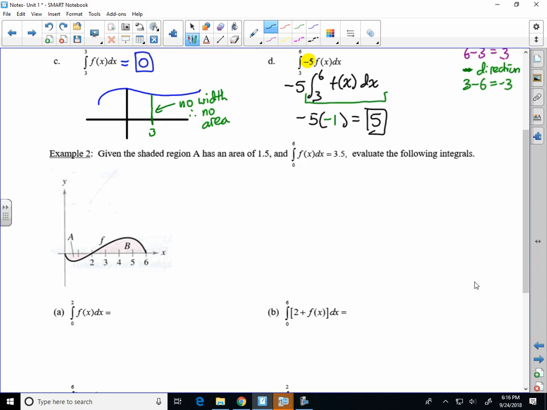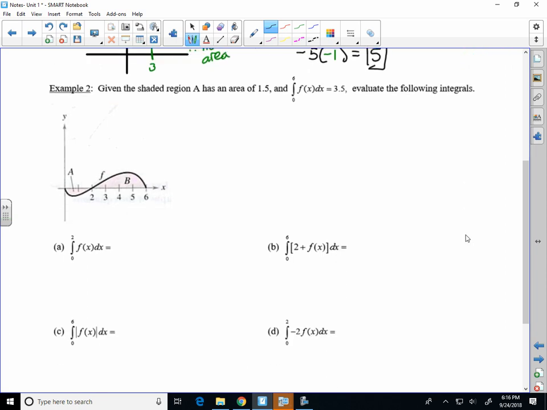I think the trickiest type of question is the second example here. Because, well, it's the trickiest because it's a trick question. So that's your rationale right there. So 0 to 2, you look at it and say, do I have enough information? I don't know. But there, believe it or not, is plenty of information, a sufficient amount of information. It says, given the shaded region A has an area of 1.5.